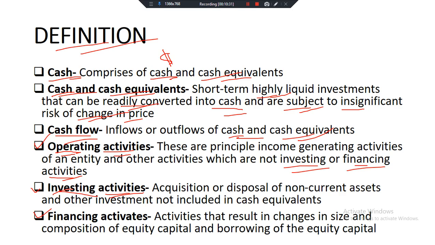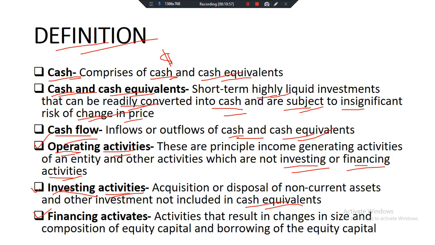Acquisition or disposal of non-current assets and other investments not included in cash equivalents. So now investment, the perfect example I can give for an investment activity is where you sell property, plant and equipment, or where you buy property, plant and equipment. For instance, you buy a vehicle, you buy a house, you sell a house that is owned by the business.